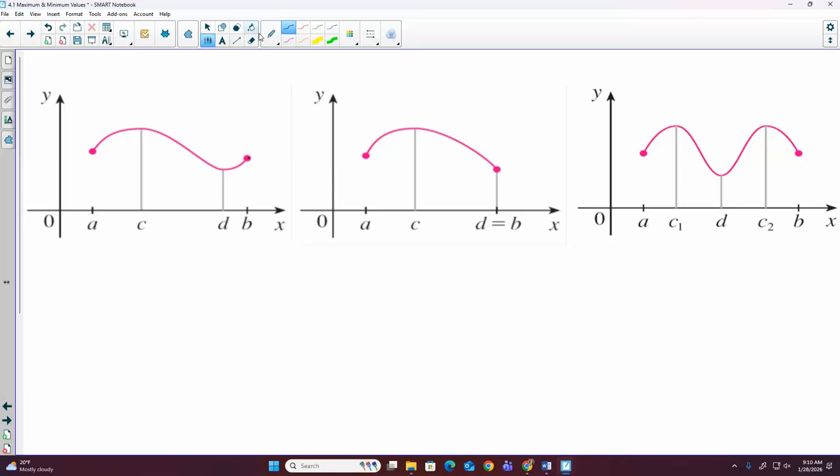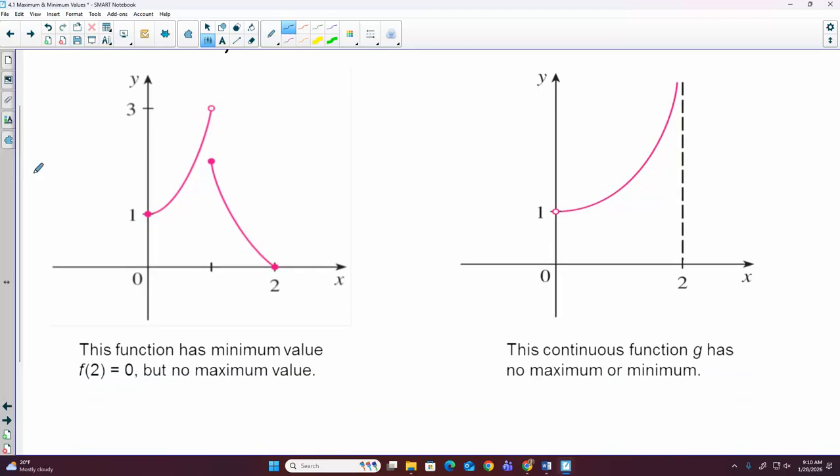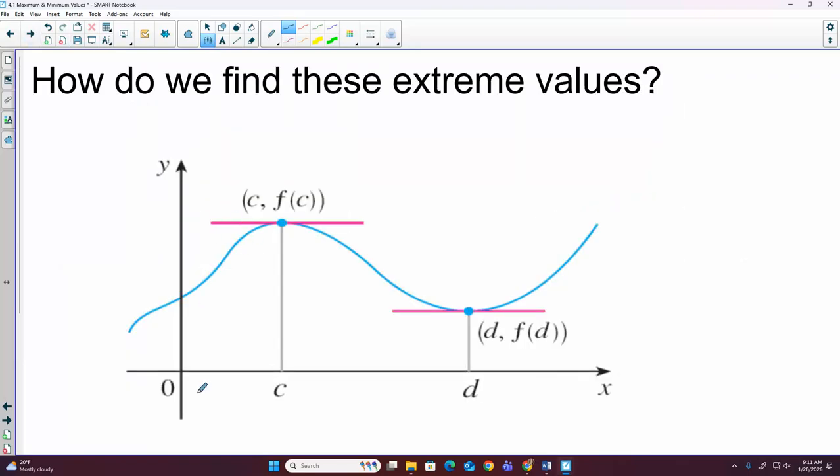Now that only works if your graph is continuous and closed. If it's not continuous, we could have something like that, and this one doesn't have an absolute max because there's an open circle. If I look at this one, it's not a closed interval because it never has a point when x is equal to 2. It's a vertical asymptote, keeps going to infinity. So it's only true under those conditions. If we have those conditions, though, we should be able to find the maximum and minimum.